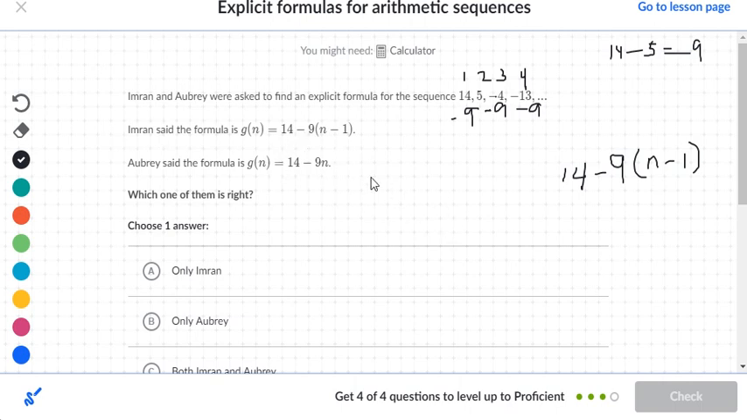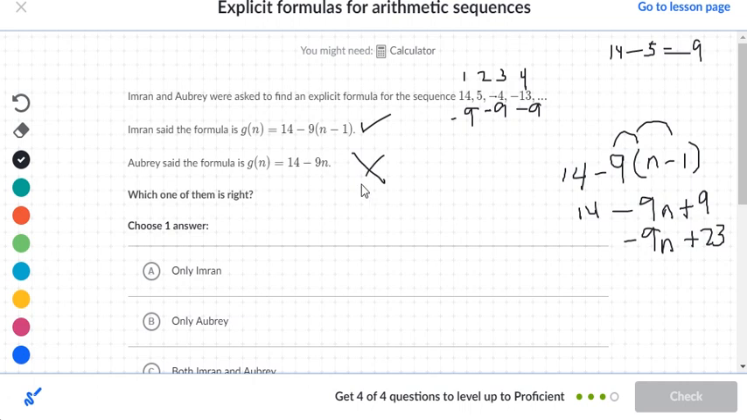Now what about the second student? Suppose we go ahead and multiply through here. This student is good, but before we dismiss Aubrey, let's check this. Let's distribute. So we get a minus 9n plus 9. So now we'll say negative 9n, and we'll add the 14 plus 9, which becomes 23. That still doesn't match Aubrey, so his is wrong. So it's only the first student here.